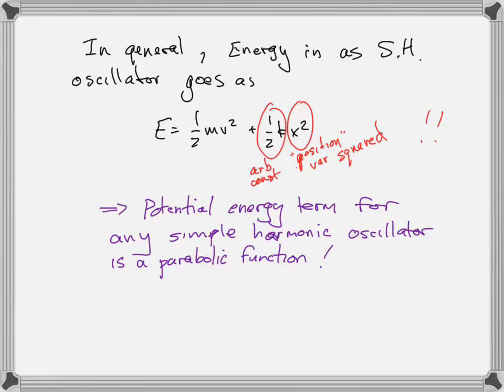Okay, let's look a little closer at the energy in a simple harmonic oscillator, which we have argued generally will look like a kinetic energy function, 1 half mv squared, plus a potential energy function, which is parabolic in nature. Now remember that total mechanical energy is a constant, right? Total mechanical energy is a constant, so E equals a constant.